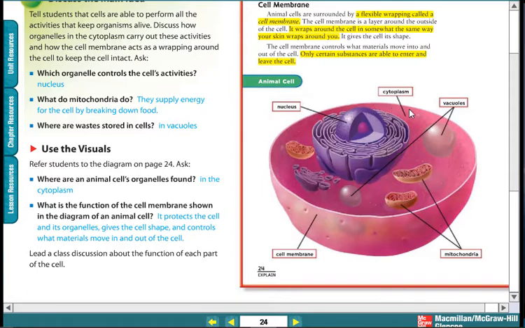We have nucleus, cytoplasm, vacuole, mitochondria, cell membrane. Mitochondria provide the cell with energy by breaking down food. Vacuoles store wastes in the cell. Nucleus, the control center for the cell, cell membrane, and cytoplasm.